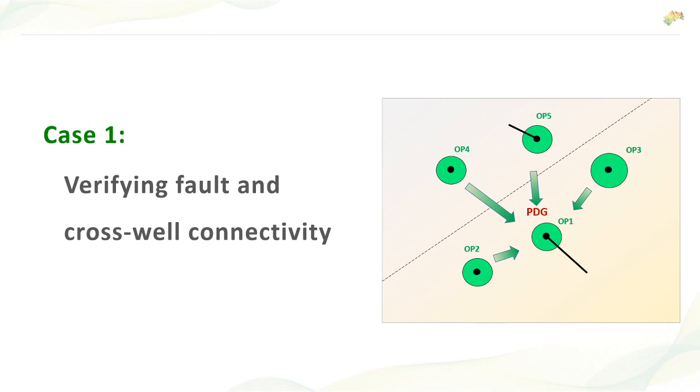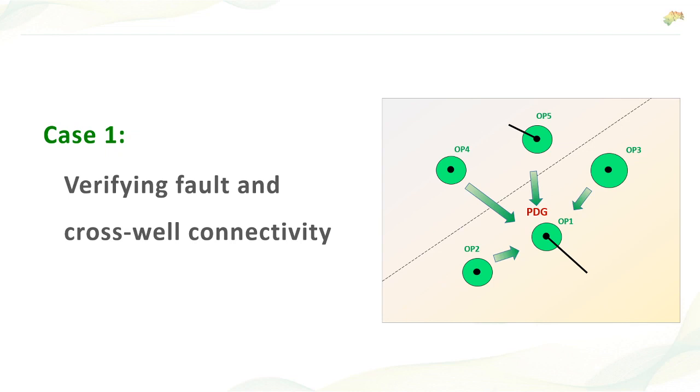Let's go to some case. Case number 1: very fine fault and cross-well connectivity. Here we are with 5 producing wells. No, 2 of them are horizontal, sorry. All of them are producers, and there is a probable fault just between this group of the wells. You can see it in dotted line, right?